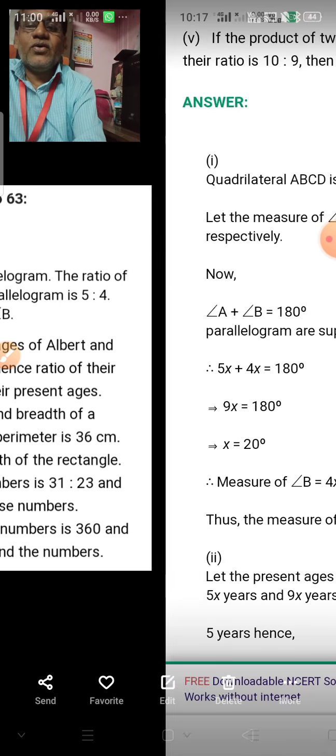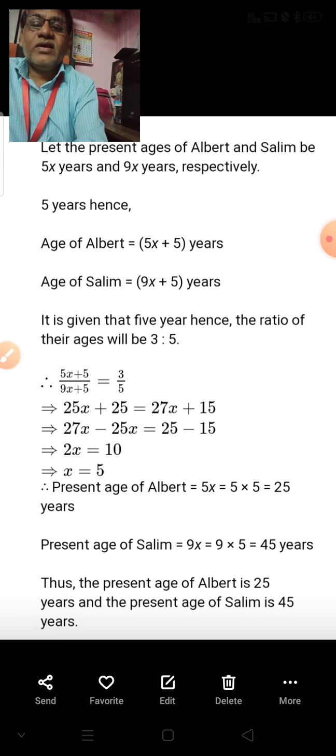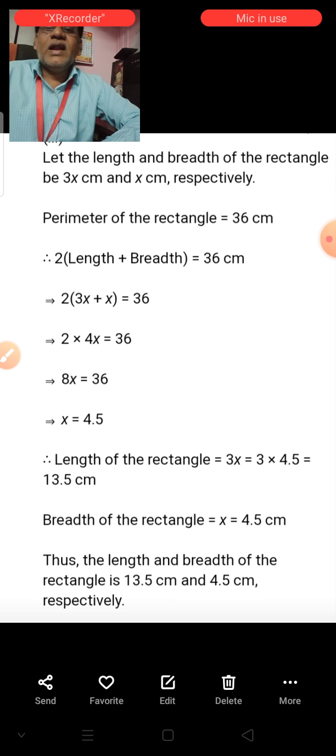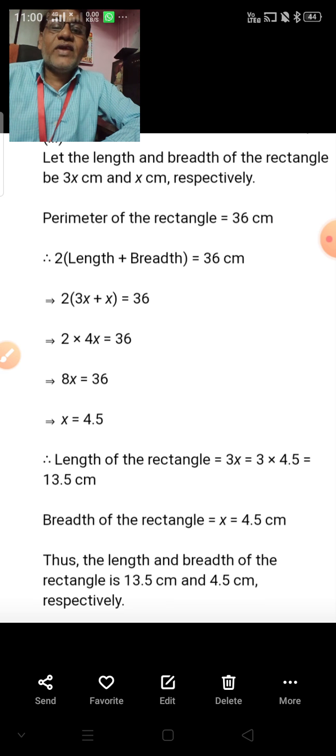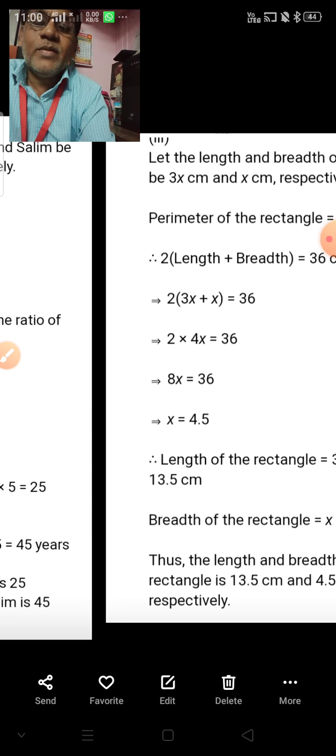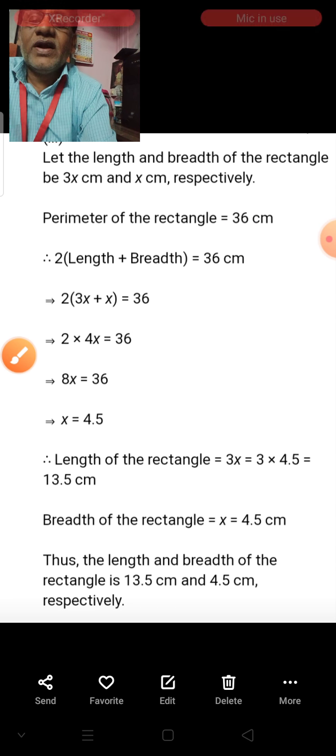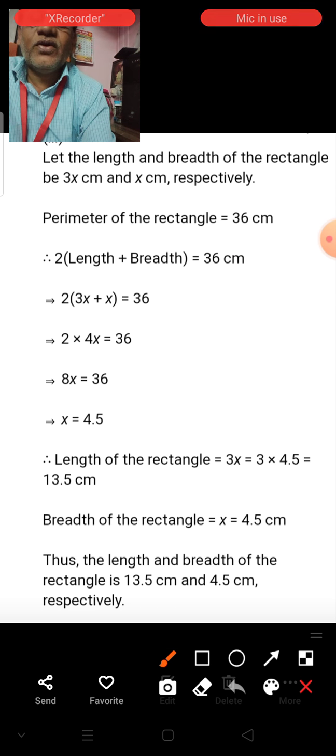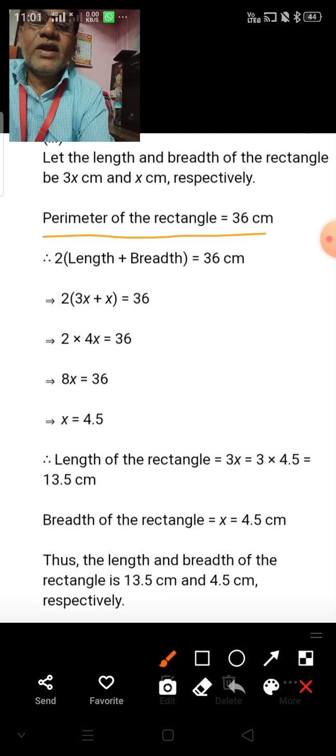Okay, so how to find out the length and breadth of the given rectangle? See, let the length and breadth of the rectangle be 3x centimeter and x centimeter respectively, because the ratio is 3 is to 1. But the perimeter of the rectangle is 36 centimeter. So here the perimeter is 36 centimeter.